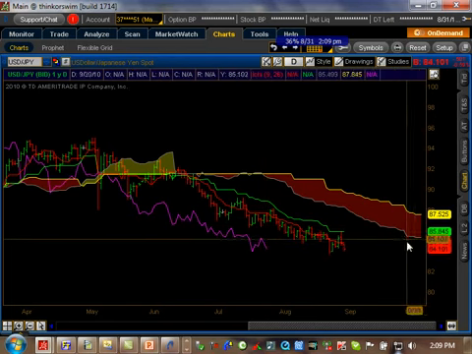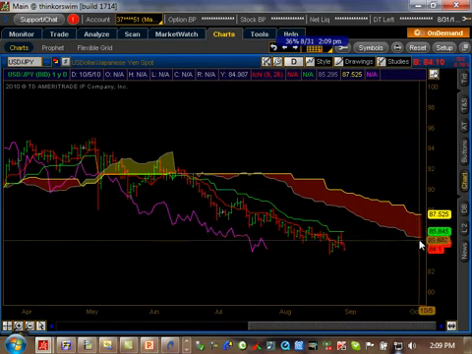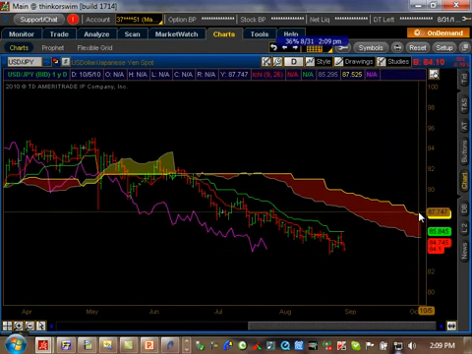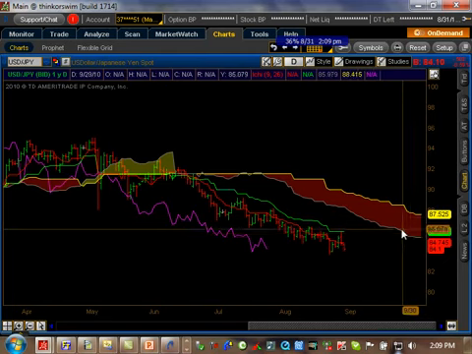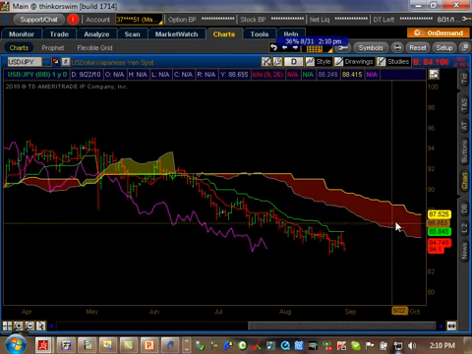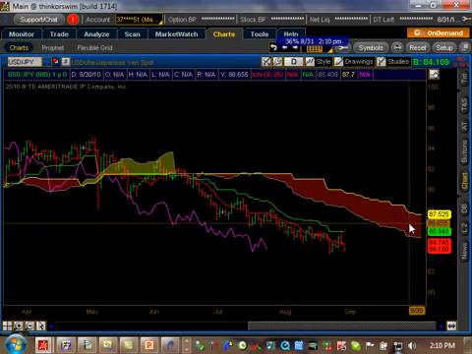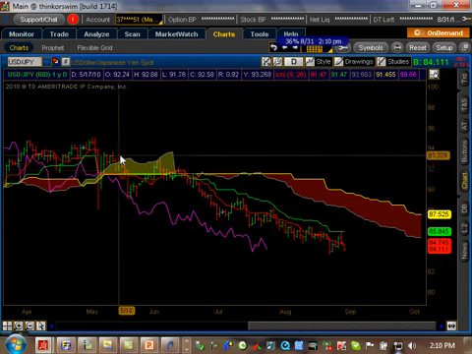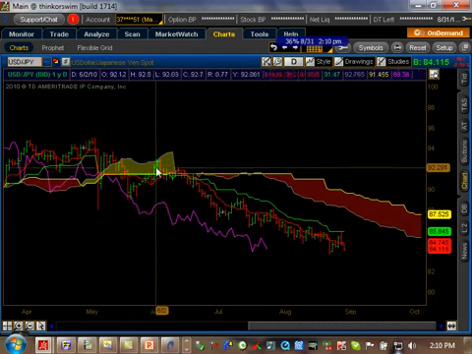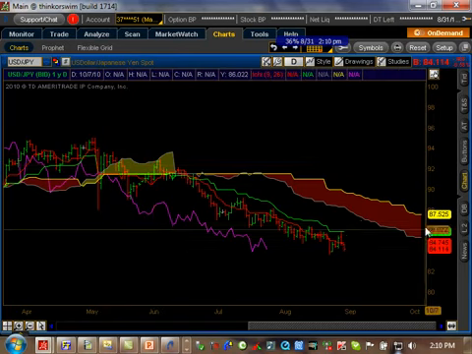And then lastly, you look at this future cloud, and you see where Senkou A is compared to Senkou B. What we've done is, if Senkou A is below Senkou B, we color the cloud red to indicate bearish. If Senkou A is greater than Senkou B, we color it being bullish. In this scenario, it's bearish.